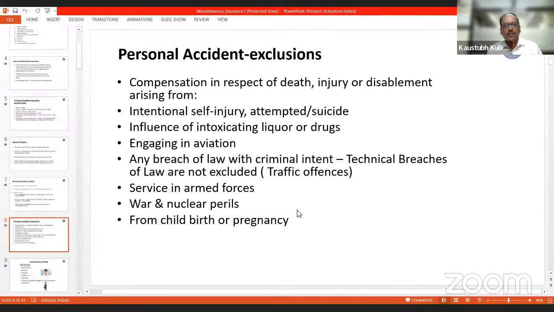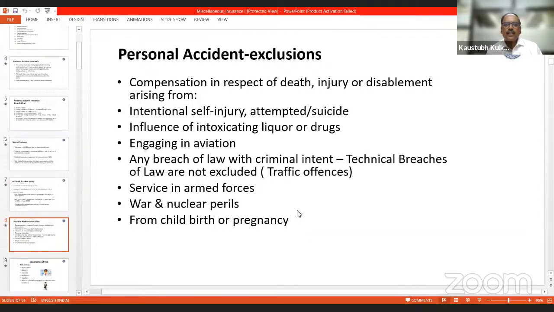Engaging in aviation. So what is engaging in aviation? Is that a person is driving an aircraft or when he is using aircraft as a pilot. So in that case, engaging in aviation means the activities which are involved for flying the aircraft. So those may be the crew members, maybe the pilot, maybe the co-pilot. So in these cases, personal accident policy will not come in picture. But if you are the passengers, yes, the 24 hours coverages, that too worldwide cover will be available.